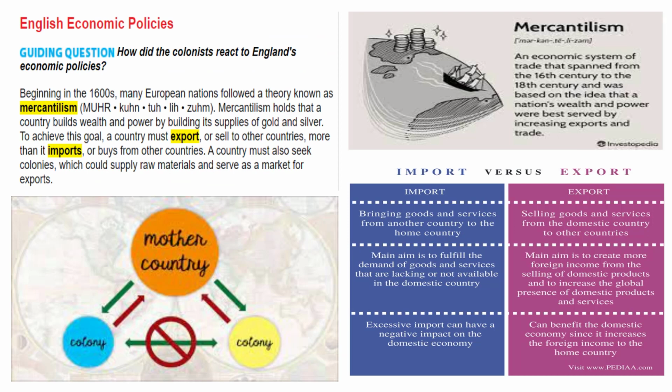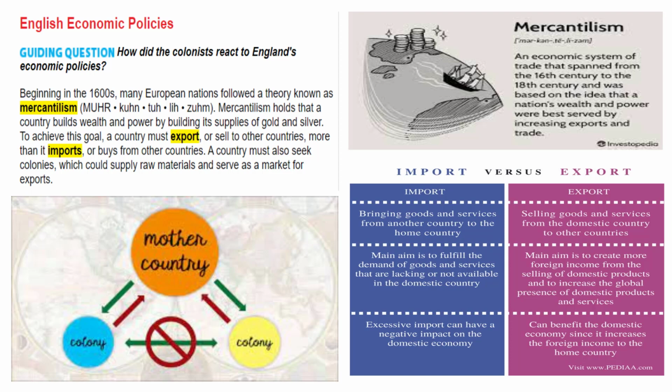English economic policies. Beginning in the 1600s, many European nations followed a theory known as mercantilism. Mercantilism holds that a country builds wealth and power by building its supplies of gold and silver. To achieve this goal, a country must export or sell to other countries more than it imports or buys from other countries. A country must also seek colonies, which could supply raw materials and serve as a market for exports.